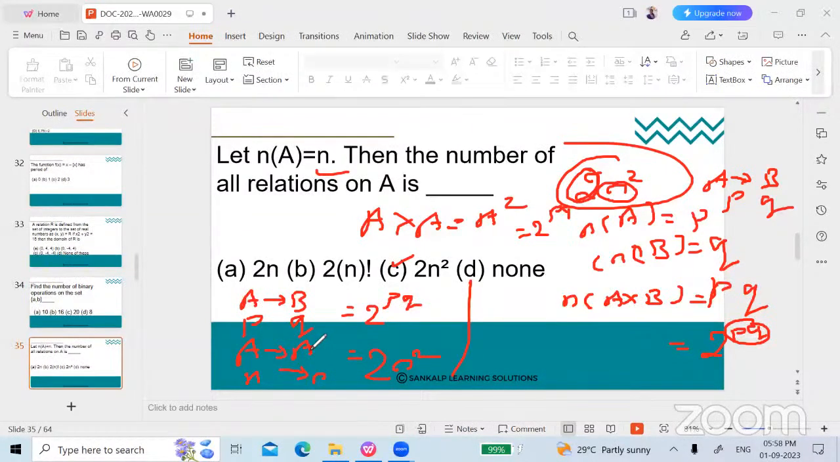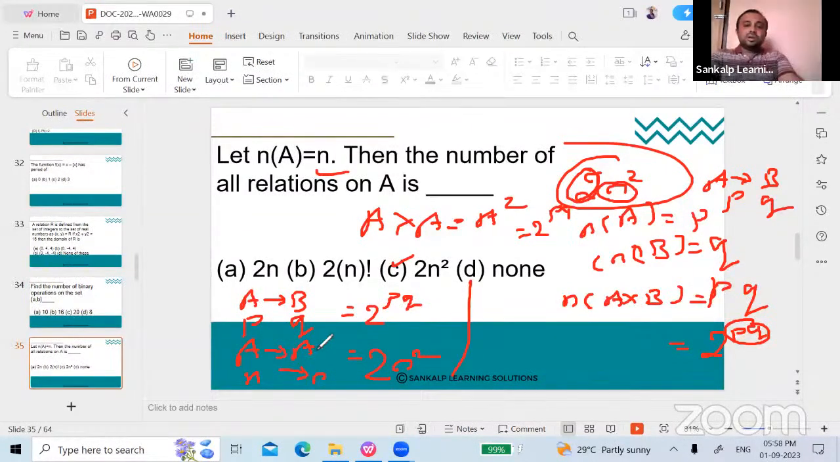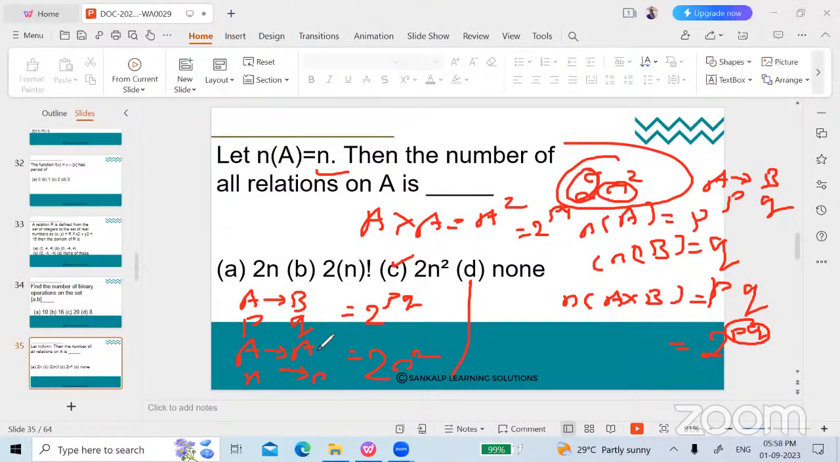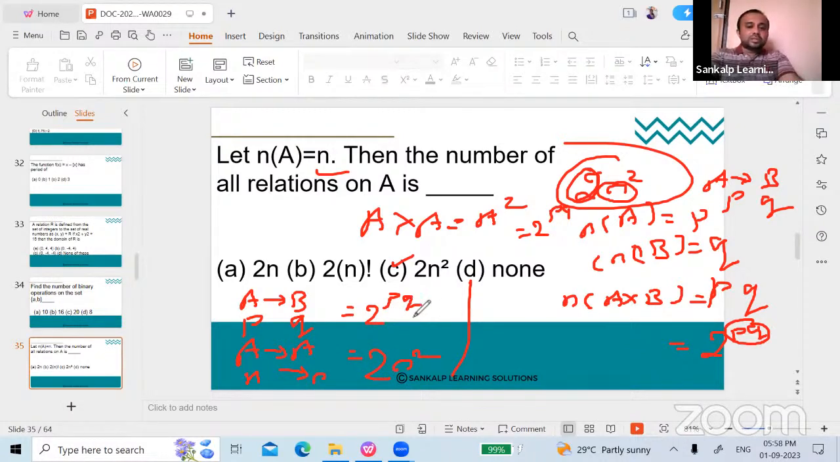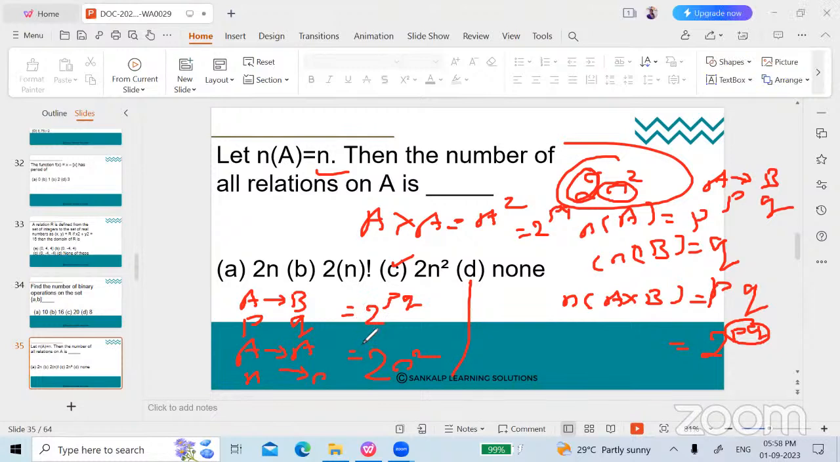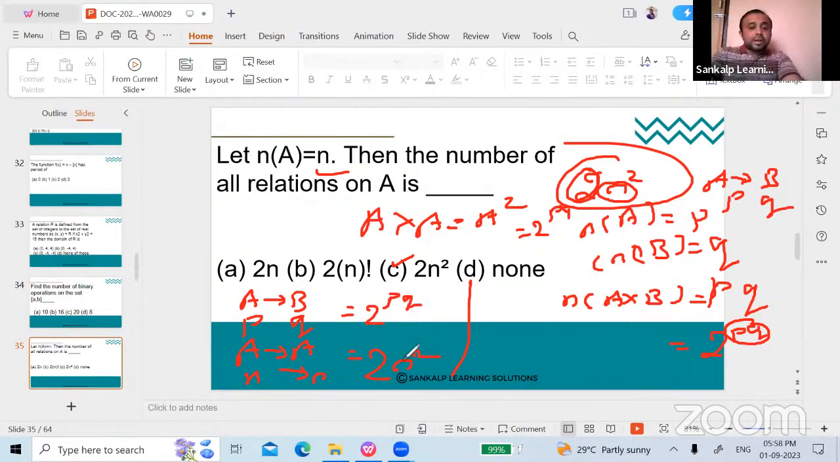Sir, 2 to the power of n square will not come, sir? Why? Because 2 to the power of PQ is the general formula when the operation is on A onto B. When A on A itself, instead of PQ it will be P into P, which is P square. So 2 to the power of P square will come. But when the number of elements is asked, it will be 2 to the power of N into N.